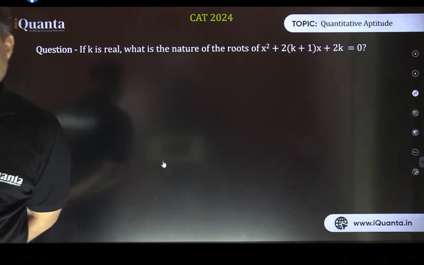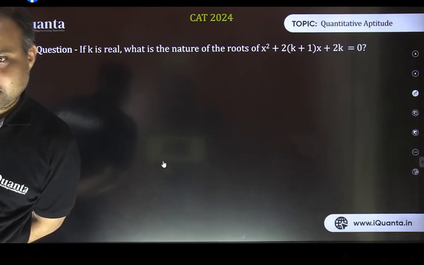Okay, I got my first answer. Kavya says real and distinct, while Aratrika says real and unequal. That's the same thing. Okay.